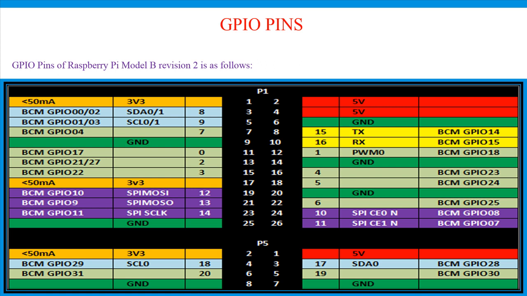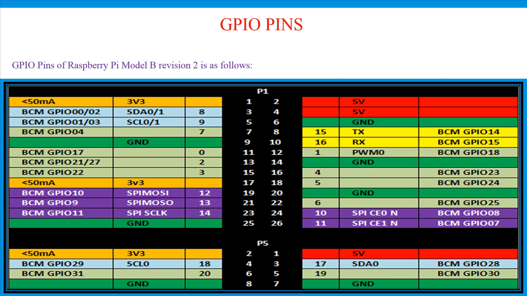One powerful feature of Raspberry Pi is the general purpose input-output pin on the board. These pins are physical interface between Raspberry Pi and outside world. There are two ports, P1 and P5, for general purpose input-output.